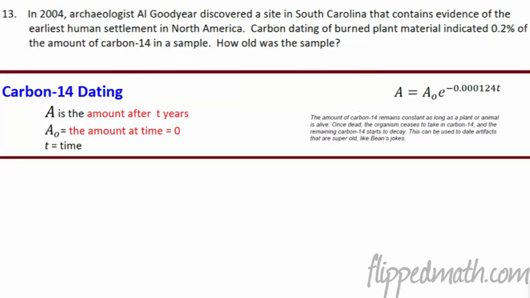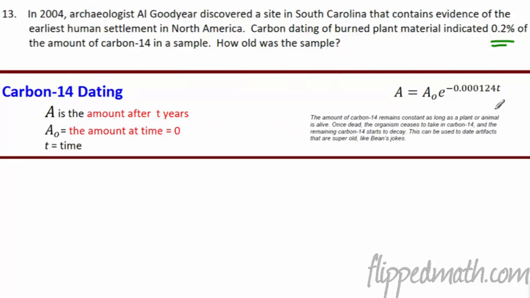Let's read the problem first. We have an archaeologist. He discovers a site in South Carolina that contains evidence of the earliest human settlement in North America. Carbon dating of a burned plant material indicated 0.2% of the amount of carbon-14 in the sample. How old is the sample? All right, so there's our word problem.